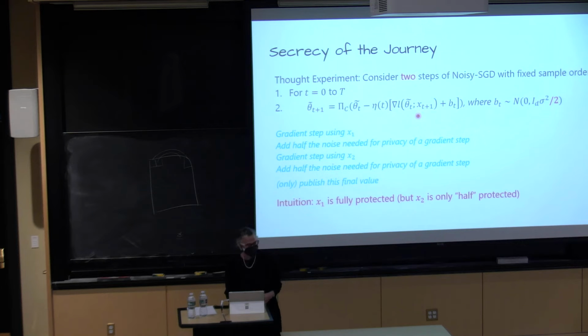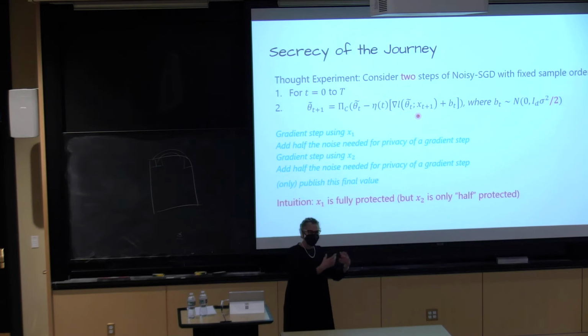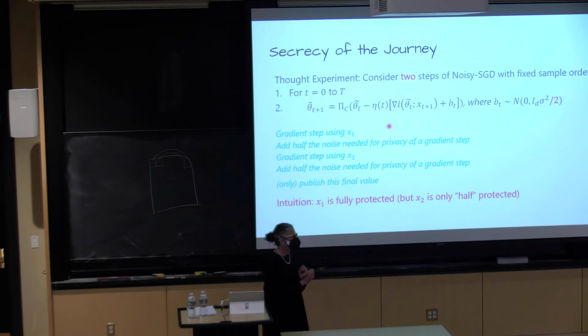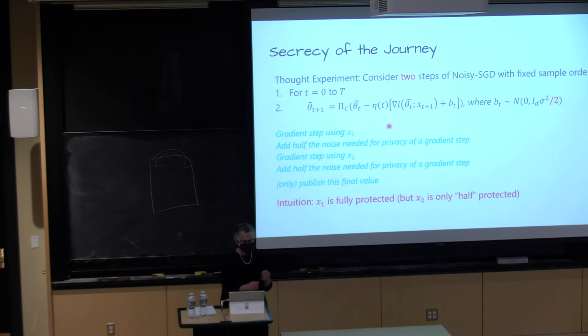Now, assume that the order of the elements is not secret. This is going back to that point about you will observe traffic in the network, so you can't really hide who is participating at what time. So imagine that we do something like this. I'm just going to think about just 2 steps of this little specialized noisy stochastic gradient descent algorithm. First, we take a gradient step using the first element, x1. No secret who x1 is, okay?